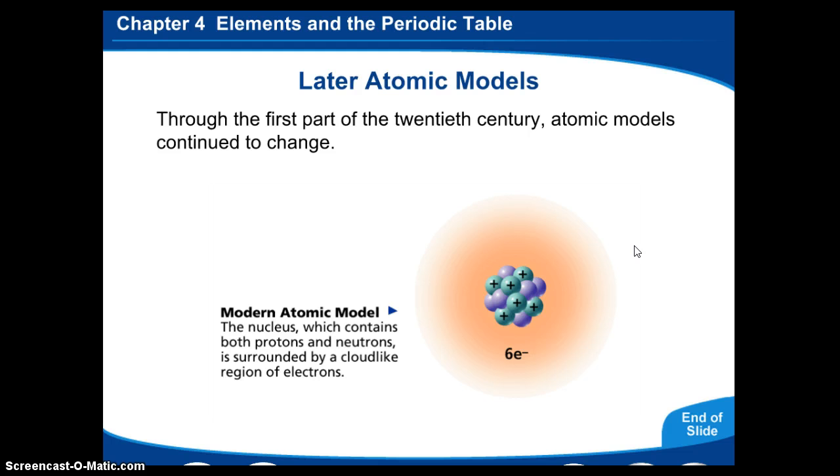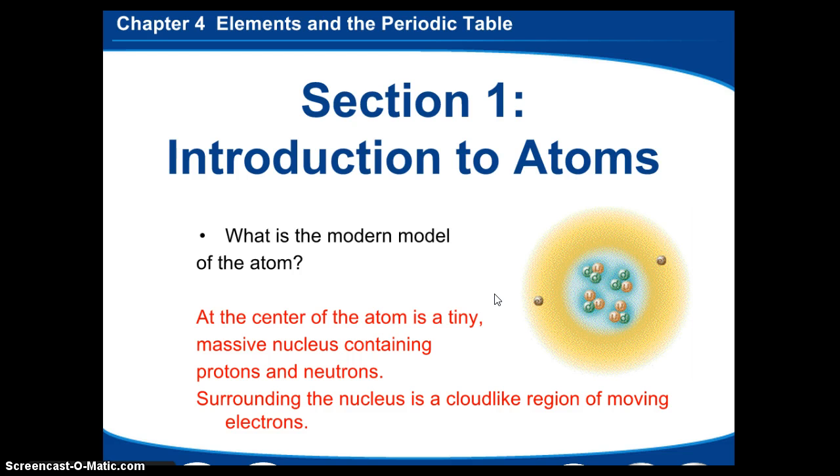Then we have some other theories that came about, and the modern atomic model says that we have a nucleus and it had some protons and it had some other stuff. We didn't know what that was at the time. And we got electrons on the outside in a cloud-like region. So the modern model of the atom looks like this. We got a tiny, tiny, tiny nucleus, but it has most of the mass of the atom. A very tiny nucleus, but most of the mass.